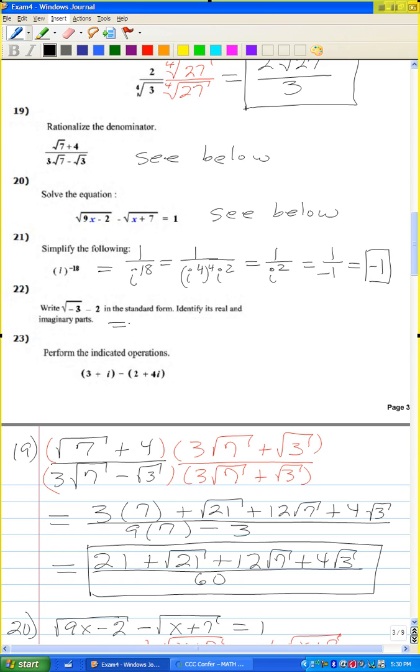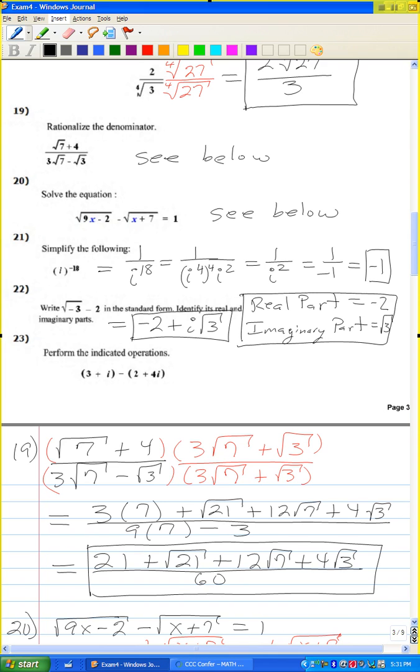Let me write radical negative 3 minus 2 in standard form. So let's write the negative 2 first, plus the square root of negative 3 is just I radical 3. The real part is negative 2. The imaginary part is the radical 3. And that is your answer.